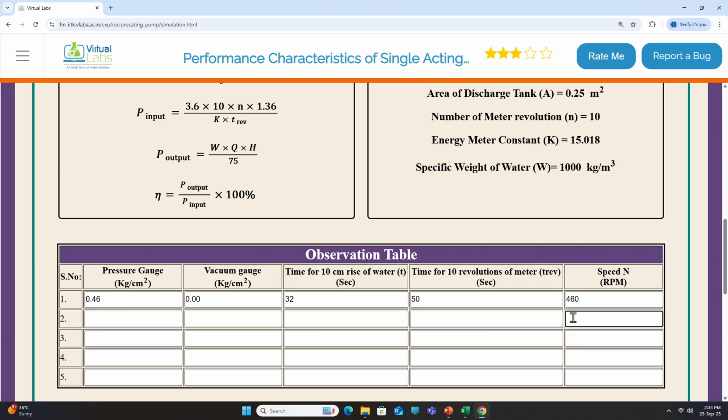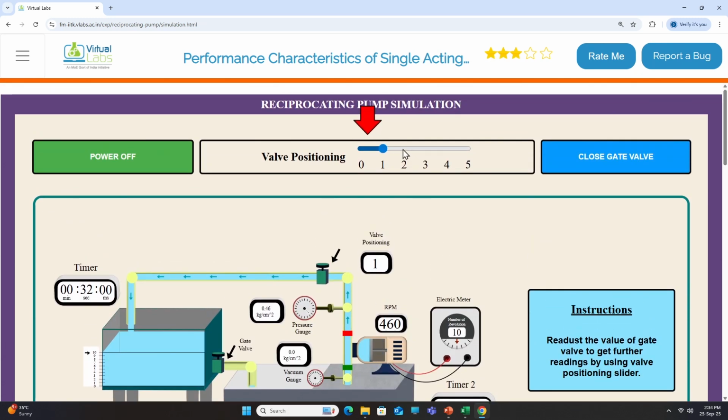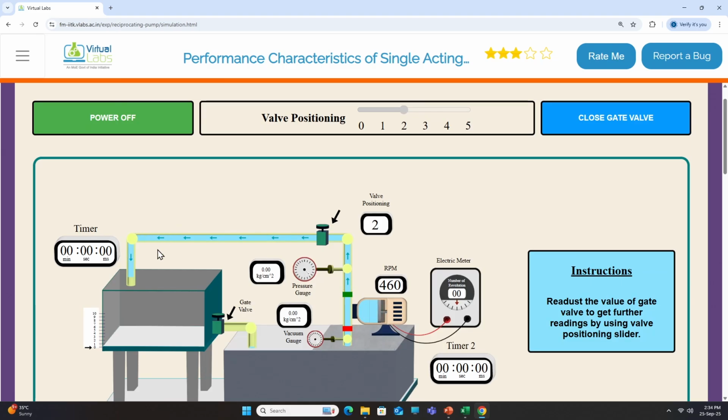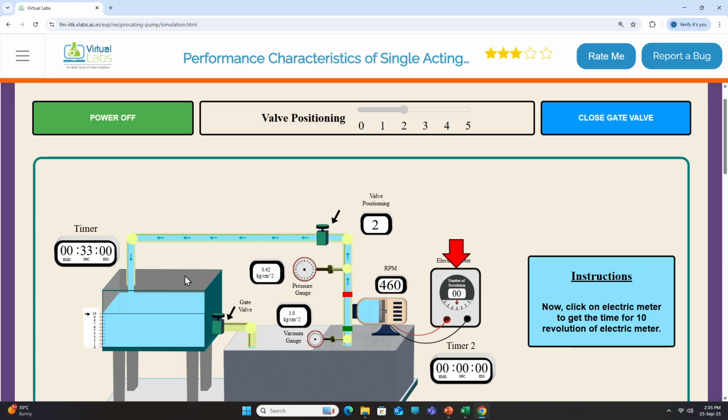This speed will remain constant because it is a reciprocating pump which works at a constant speed. RPM will stay constant here. Now, let me see at a second position of the valve what is the opening. Now, I will close the gate valve. Now, it took 33 seconds, and for 10 revolutions it will run.